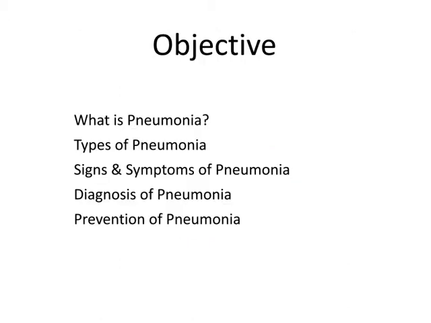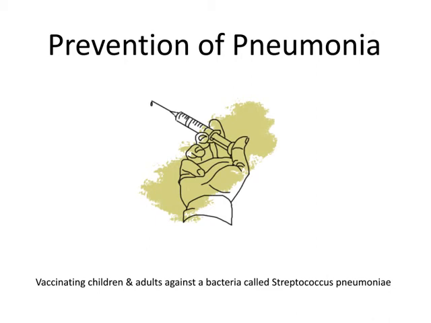So let me talk about how one can prevent pneumonia. Vaccinating children against a bacteria called Streptococcus pneumoniae leads to a decrease of these infections in children and surprisingly in adults as well, because many adults acquire this infection from children. Nevertheless, a Streptococcus pneumoniae vaccine is also available for adults.